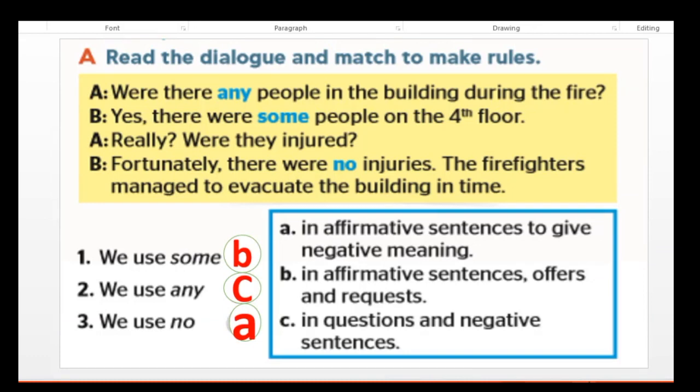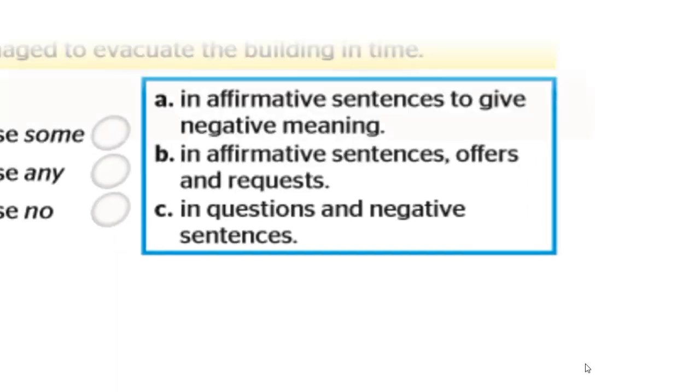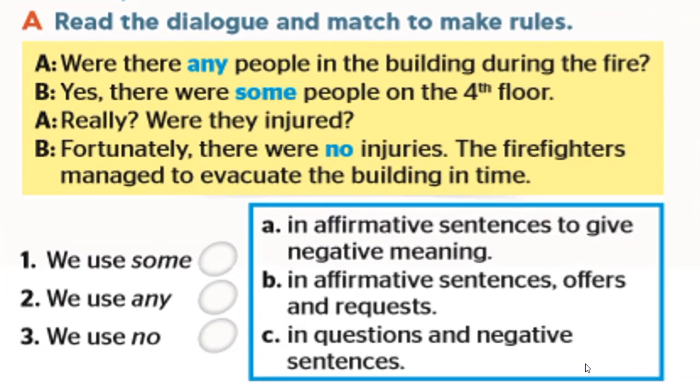Now, open your student's book page 99. Look at exercise A. Okay. Now, read the dialogue and match to make rules. Were there any people in the building during the fire? Yes, there were some people on the fourth floor. Really? Were they injured? Fortunately, there were no injuries. The firefighters managed to evacuate the building in time.